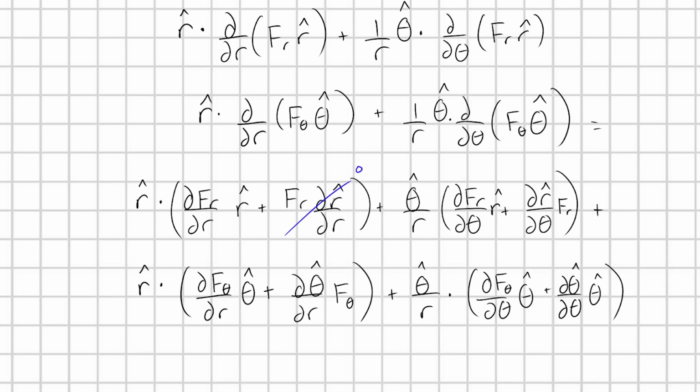Just common sense, we know that the r hat just has a cos theta x hat plus sine theta y hat term. There's no r appearing anywhere in there. So in fact, same deal with theta hat. I can immediately see this is going to go to 0, right?